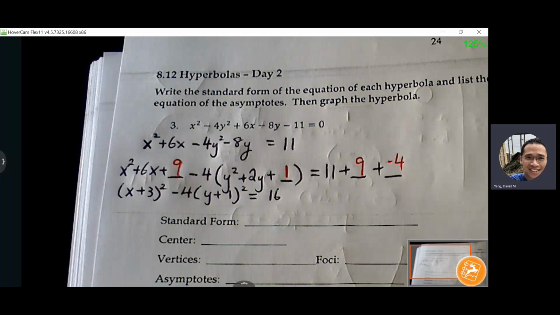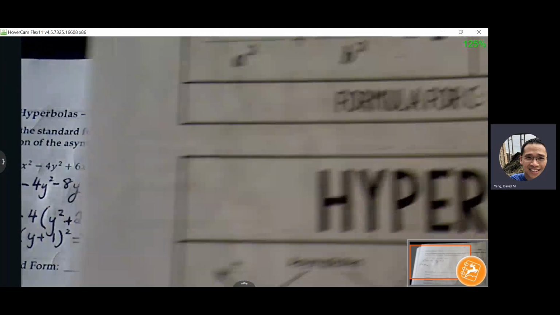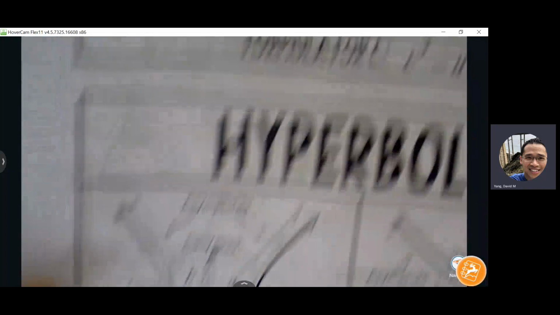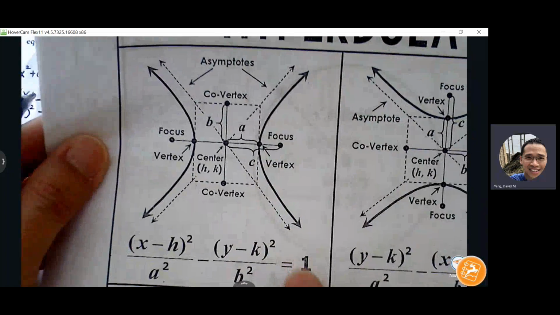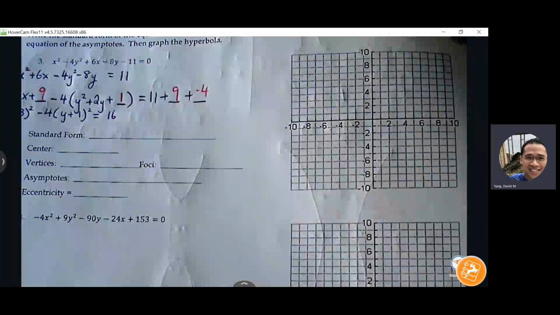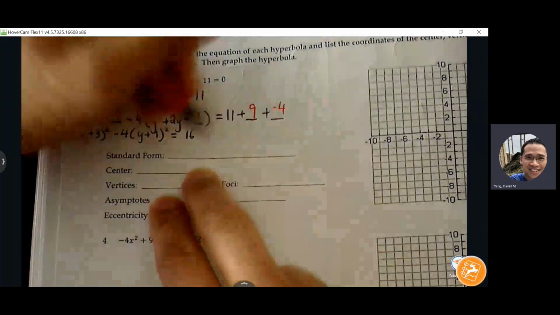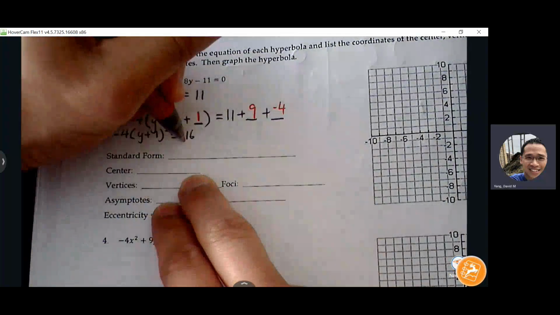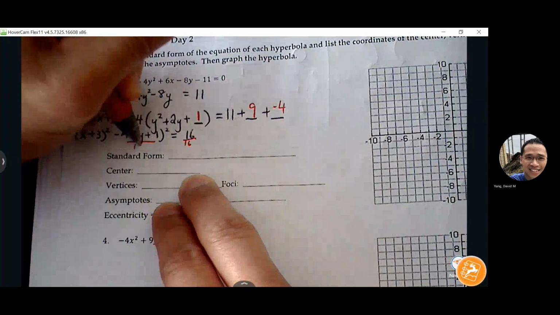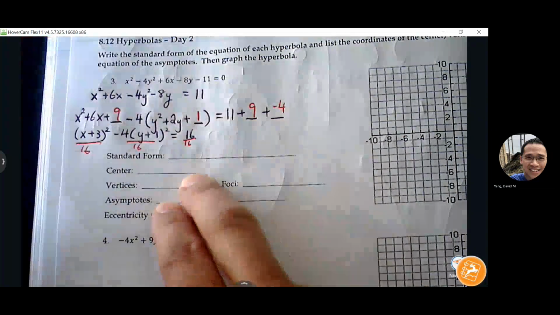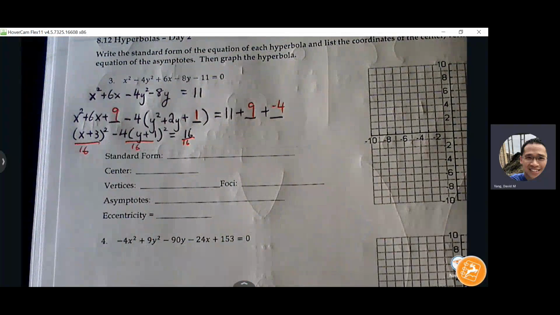Okay, the hyperbola is going to be similar to the ellipse because we want a 1 to show up on the right side. So if I want a 1 to show up on the right side, what do we need to do? Divide everything by what? 16. Okay, so now we can move into standard form.